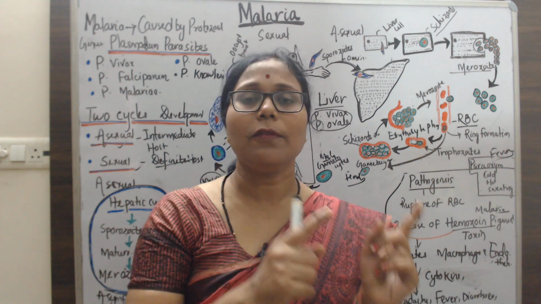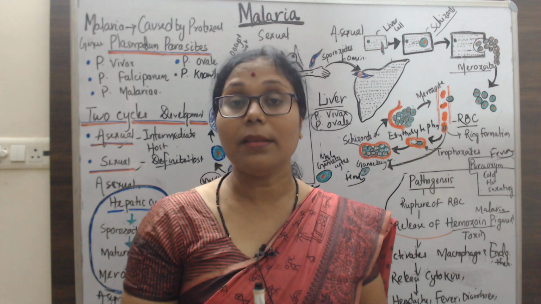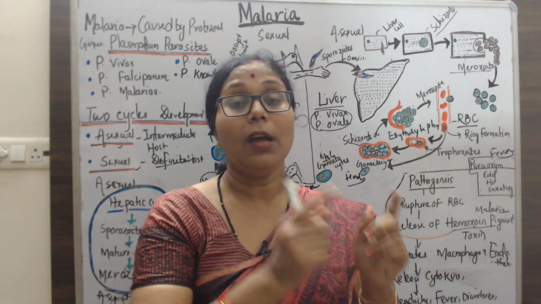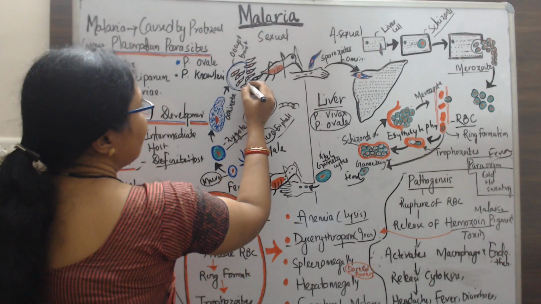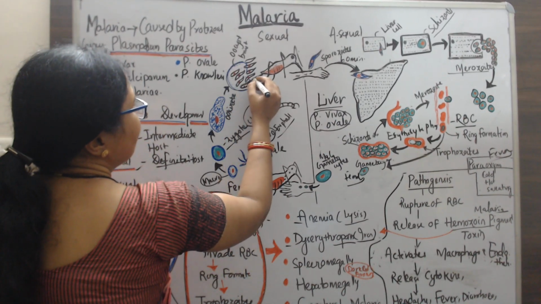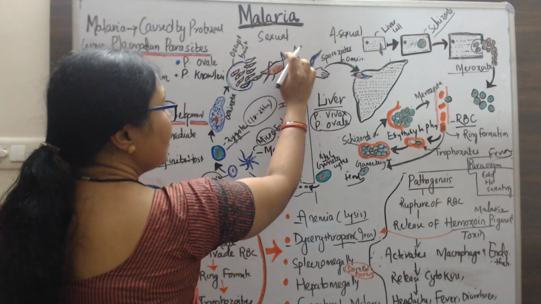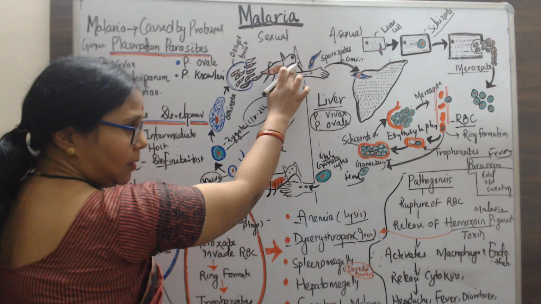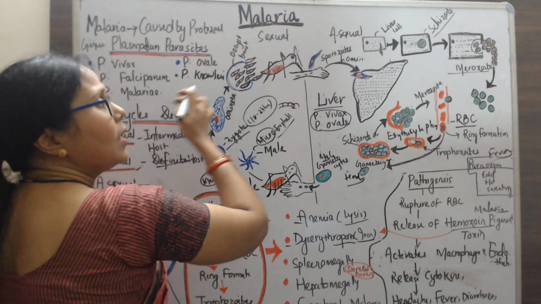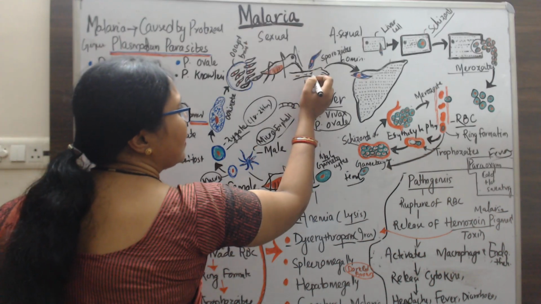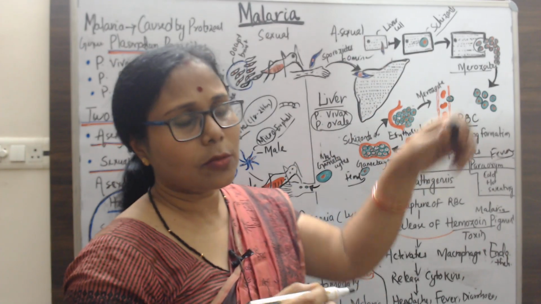If an infected female Anopheles mosquito bites, then we will suffer from malaria. The female Anopheles mosquito is infected when its saliva contains sporozoites. This is the sporozoite, a spindle-like structure found in the saliva of the female Anopheles mosquito. When the mosquito bites us and sucks the blood, some of these sporozoites enter our body, and within 60 minutes they reach the liver.